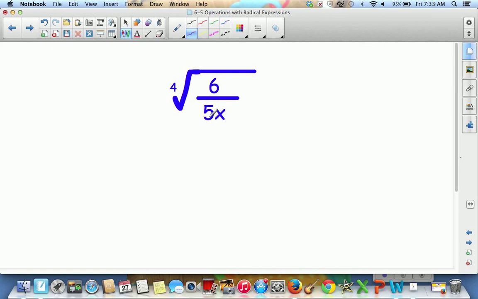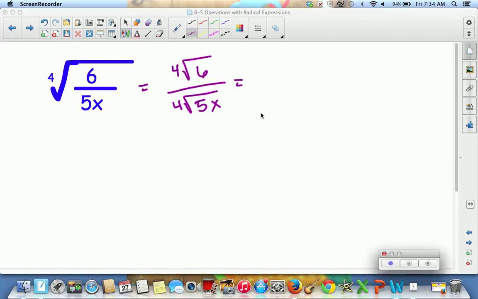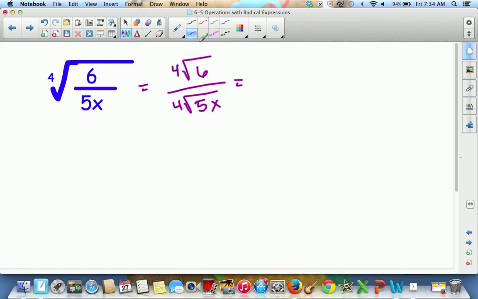All right, now we're dealing with the fourth root of 6 over 5x. So let's go ahead and split this up. I'm going to go ahead and give myself lots of room here. So we have the fourth root of 6 over the fourth root of 5x. All right. So we can't take the fourth root of 6. Nothing that's a perfect fourth root goes into 6, and nothing that has a perfect fourth root goes into 5x.